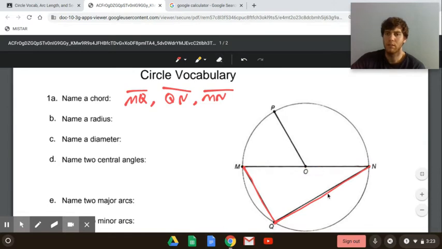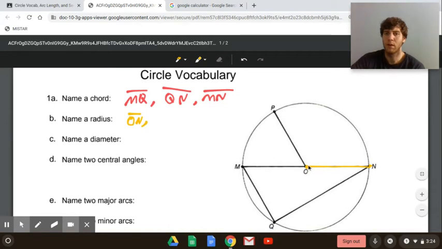Next is radius. A radius goes from the center of the circle to the circle itself. If we recall, the circle is the infinite number of points that goes around the center at the same distance. So radius goes from the center to the circle. It's endpoint in the center and endpoint on the circle. So ON would be a radius.